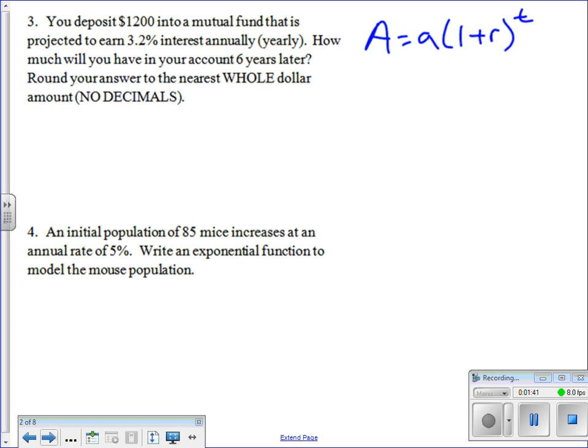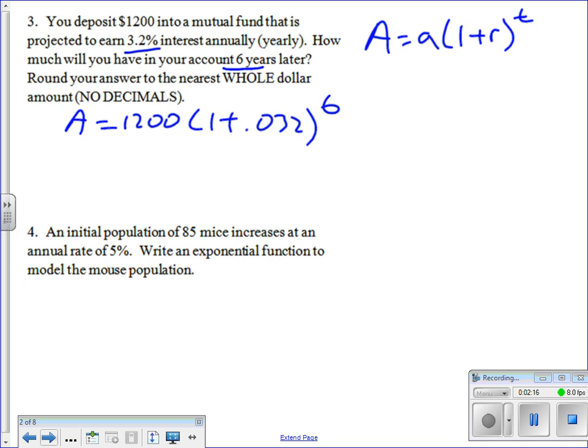So on this question, I'm going to be looking for 2 major things. 1, write the equation. A equals, how much do we put in? 1,200. 1 plus 3.2%, 0.032. And for how long? 6 years. First thing I'm looking for when I grade this test is that. Second thing I'm looking for is the answer. Okay.